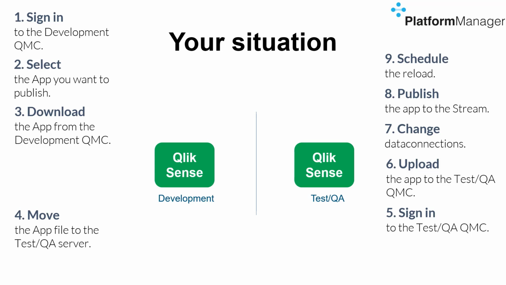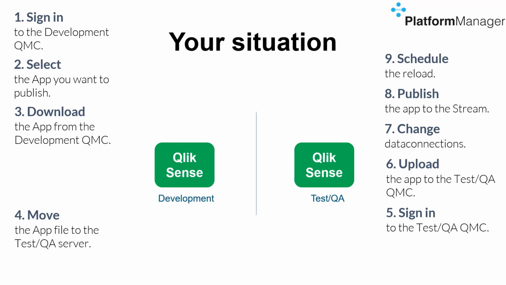I'm skipping the fact that you may have extensions used in the app, and you may also want to change the publish and schedule steps so that you first run the reload and then do the publication, so that the business user always has a populated app.